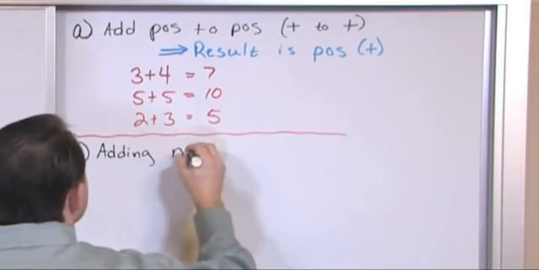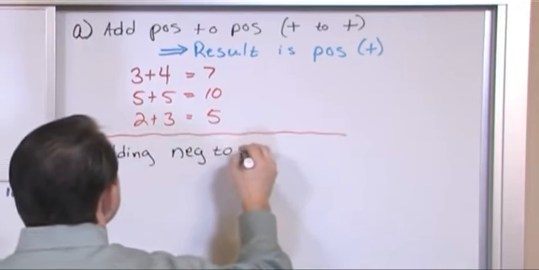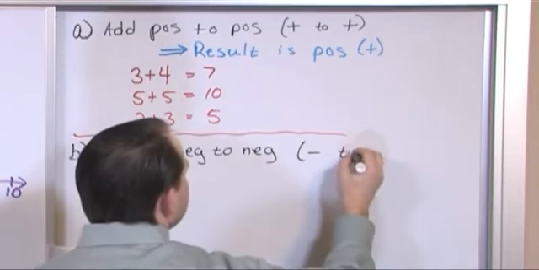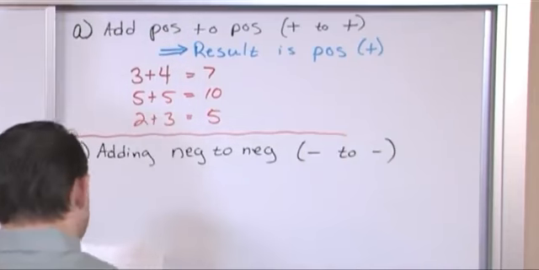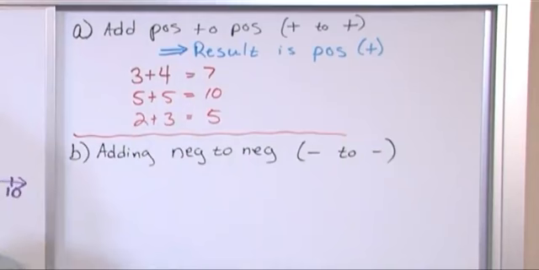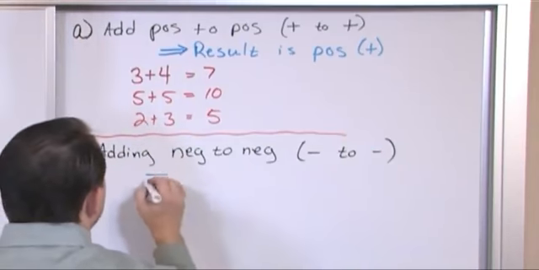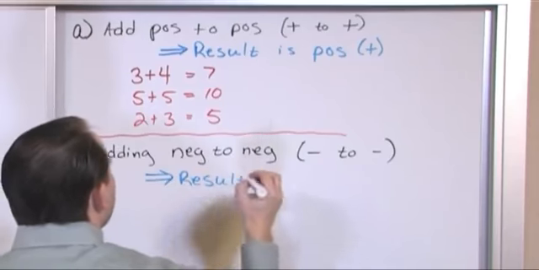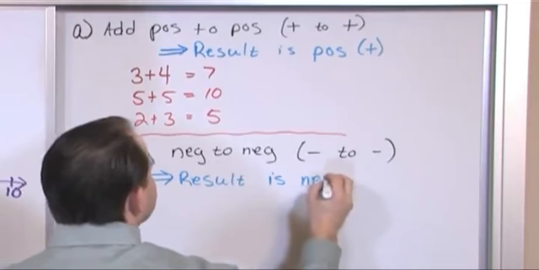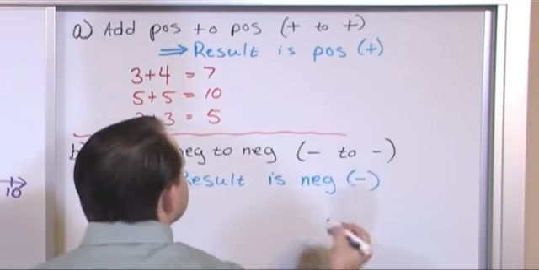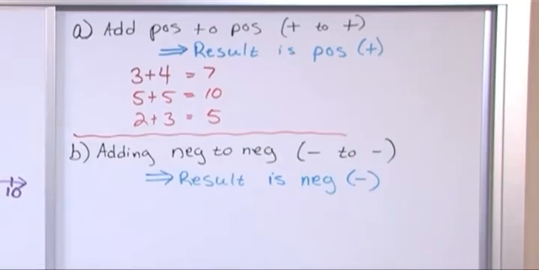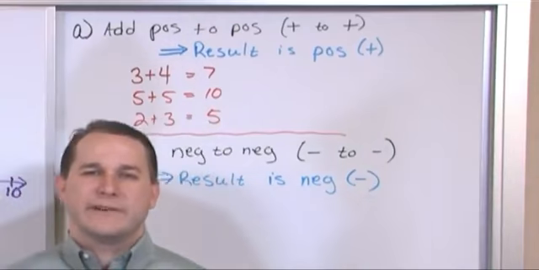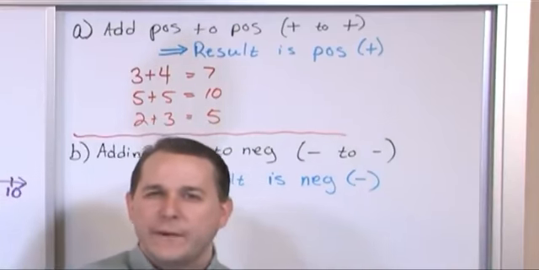If you're adding a negative number to a negative number, this is the next easiest case. In other words, a negative to a negative number, then the result is always negative. Negative, right? So negative plus negative is always going to give you a negative. Now, before we do any problems or examples or anything, I want you to think about what this means, right?